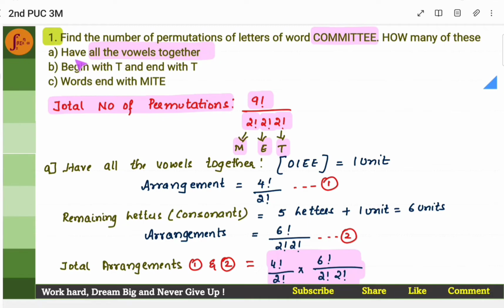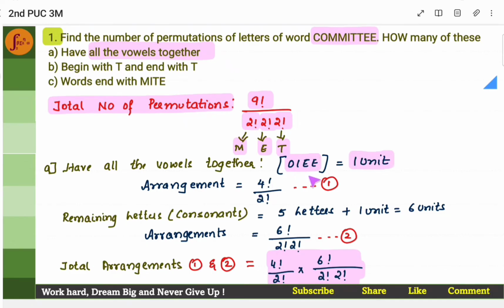Then you should find the number of permutations for having all the vowels together. What are the vowels here in committee? You have O, I and E. You have E twice, so O, I, E, E. You consider this entire thing as one unit because they have to be together, right? This entire list of vowels should be together, so it's one unit.